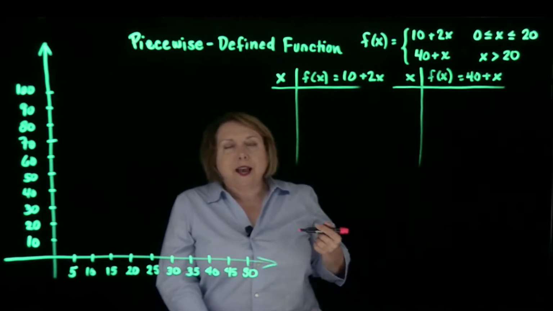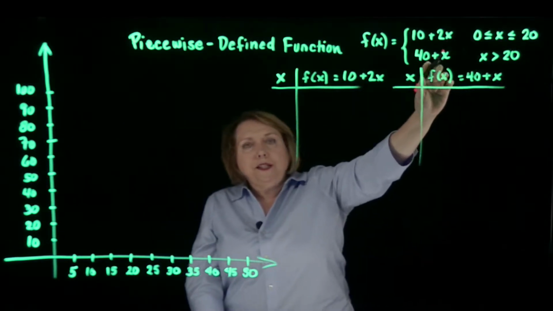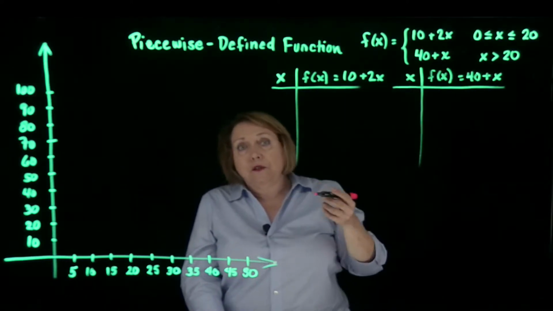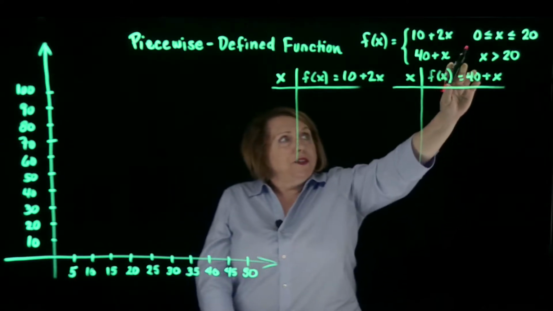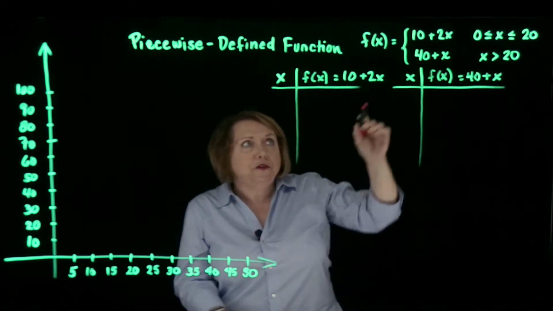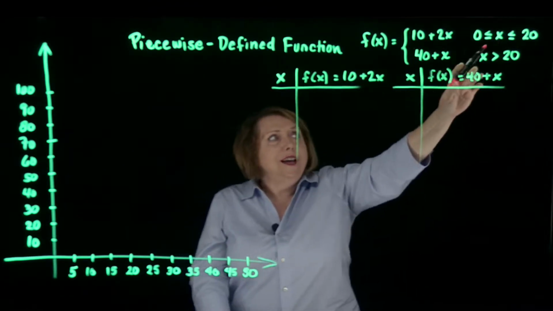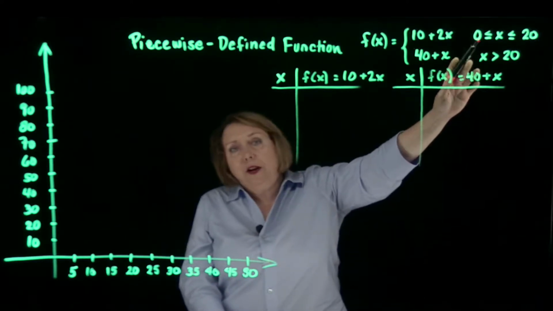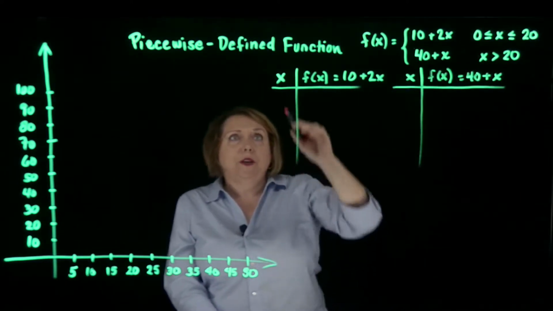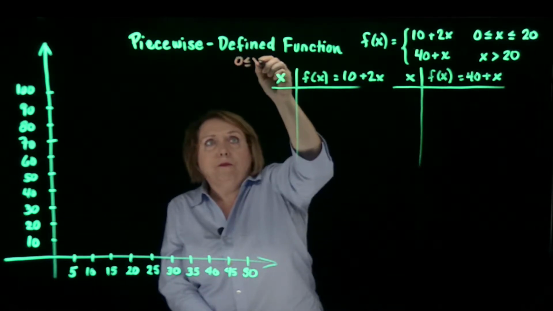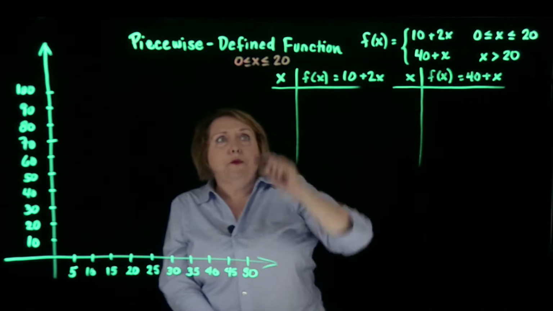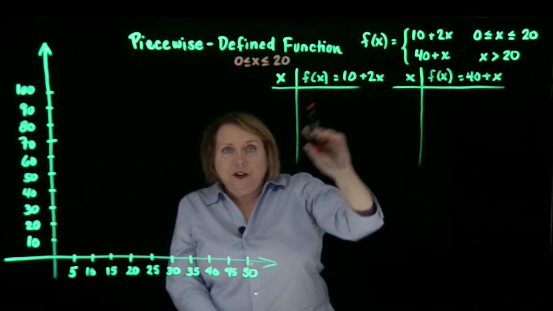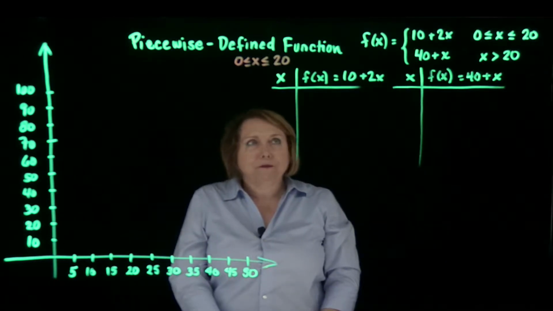So what this means is that we have two pieces of the function and each piece is valid for a certain part of the function's domain. So for example, it's telling us to use f of x equals 10 plus 2x if x is between 0 and 20. 0 is less than or equal to x is less than or equal to 20. So I'm going to write that here so I remember what my domain is, that those are the only values of x I can use this part of the function for.